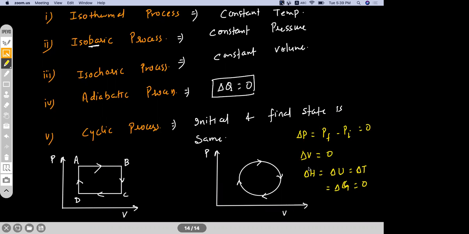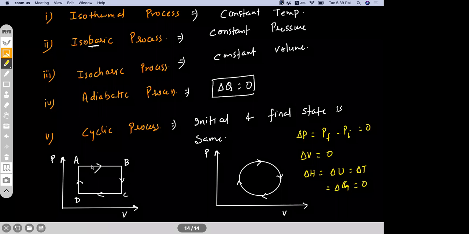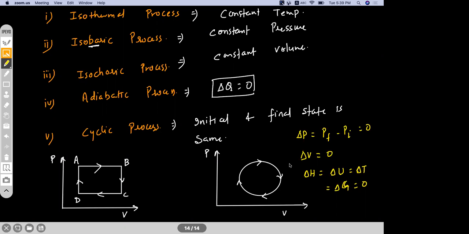Okay, suppose a pressure volume graph is given, then how do you find out the work done? Have you done this in school? No, okay. If a pressure volume graph is given, then directly you can find the area under the curve, that would be the work done.